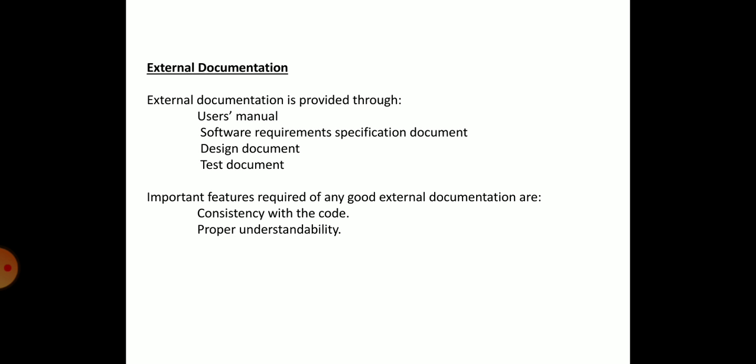And another important feature is it should be up to date. All documents developed for a product should be up to date, and if any change is made with the coding, it should be reflected in the external document. Any change in the coding must be reflected in the external document also. So it must be up to date. Another important feature required for external document is proper understandability by the category of users for whom the document is designed.